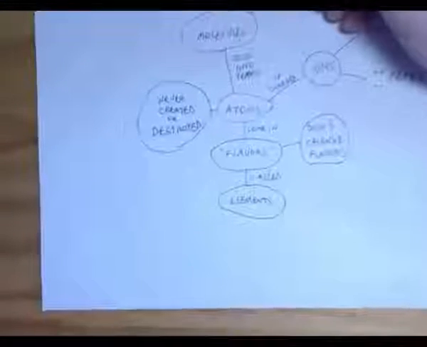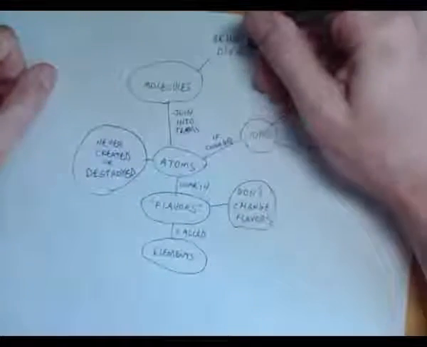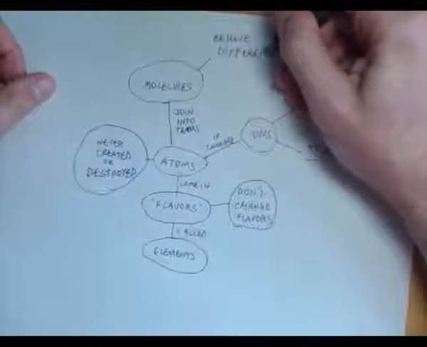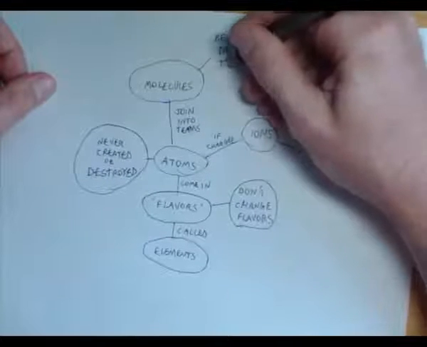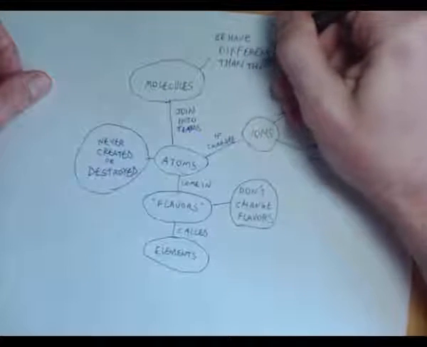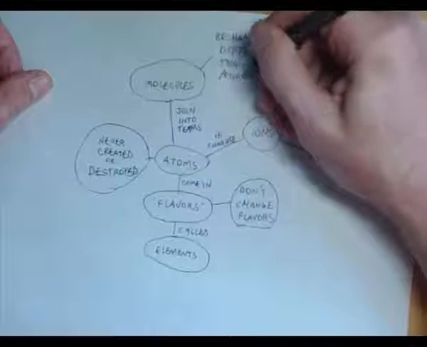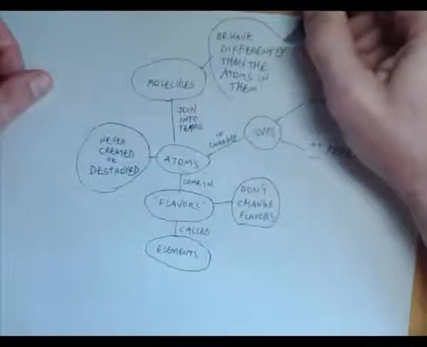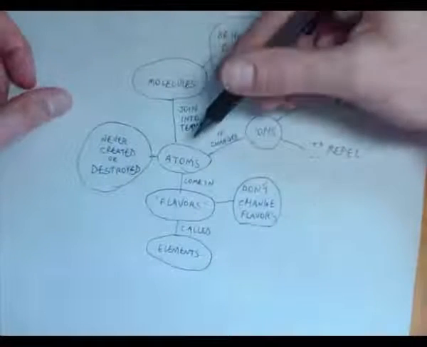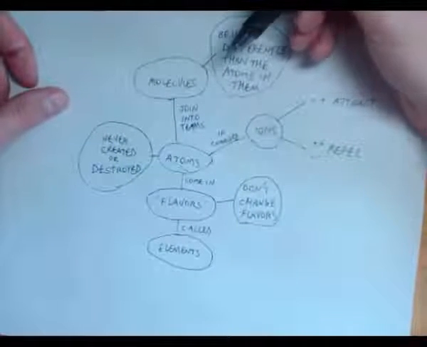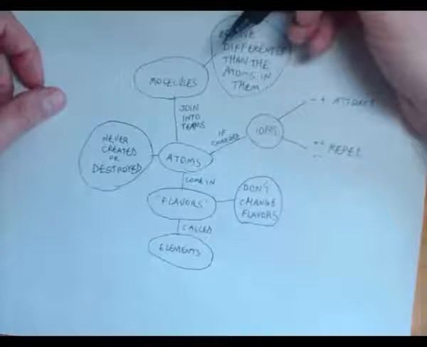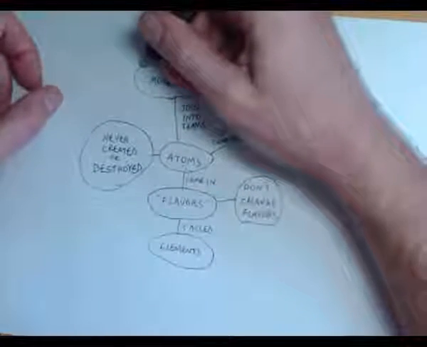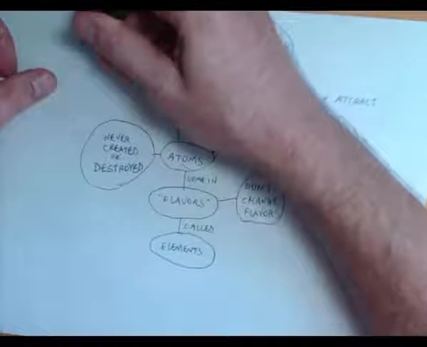Let's make sure that we've got this on screen here. There we go. So for example, elements like oxygen and hydrogen are both really flammable gases. You put them together and you get water. That behaves really differently.